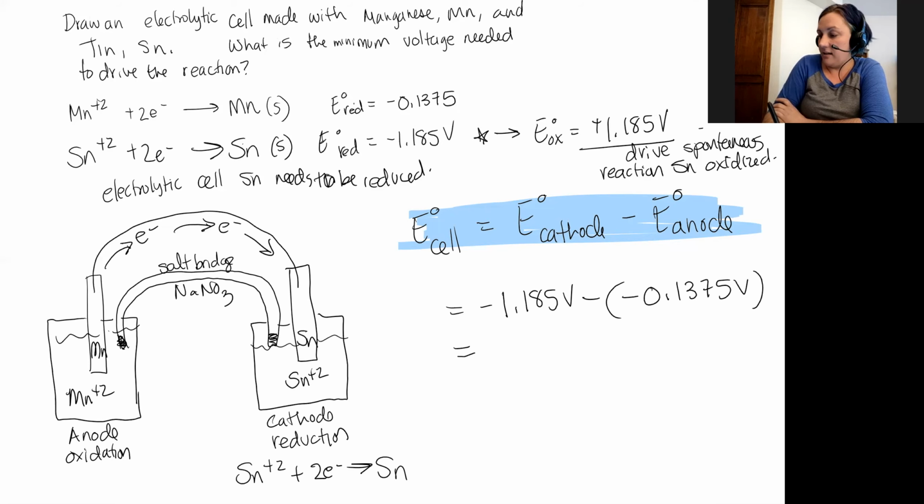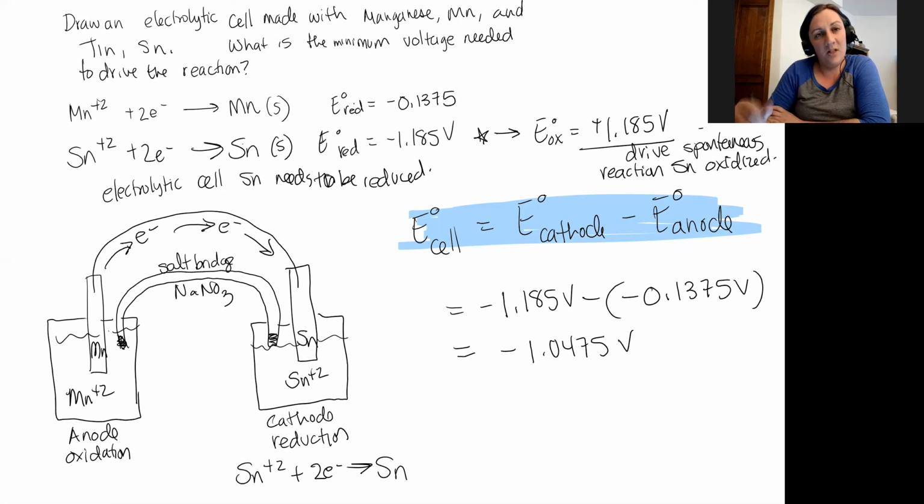And when we add that all up, we're going to get a value that's negative 1.0475 volts, which is showing us that this is a non-spontaneous reaction. But if we apply that voltage, we can make it happen.